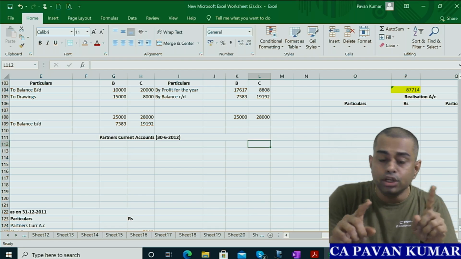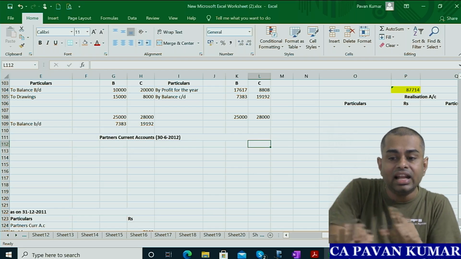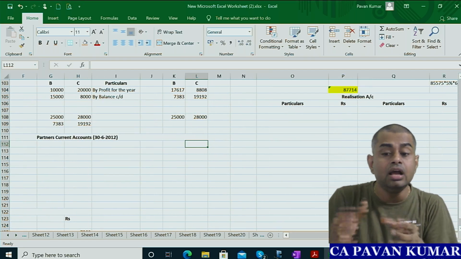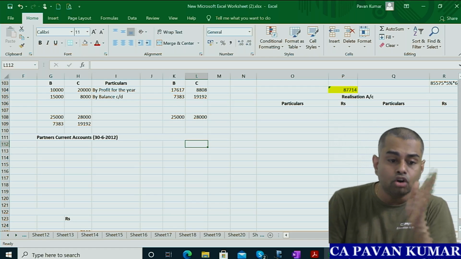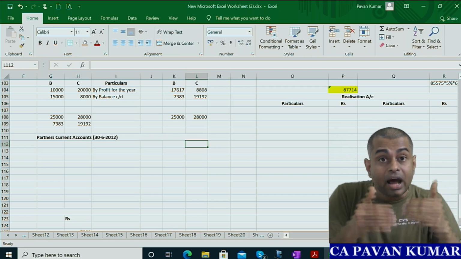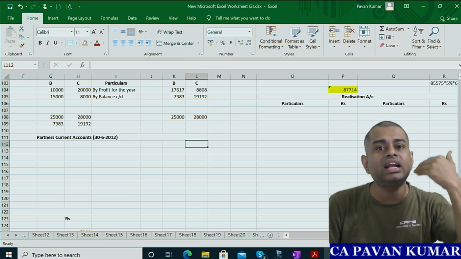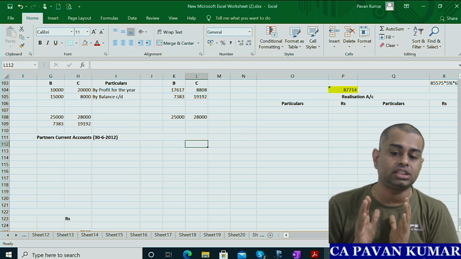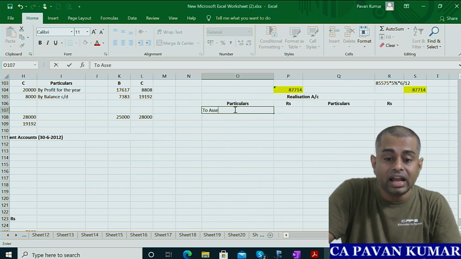So look at the board properly. Partners' current accounts and realization I am preparing simultaneously. Why? Because in realization, if you are earning profit or suffering loss, that should go to partner current account. Then partner current account balance should go to partner capital account. Then partner capital account should be closed. This is the process.